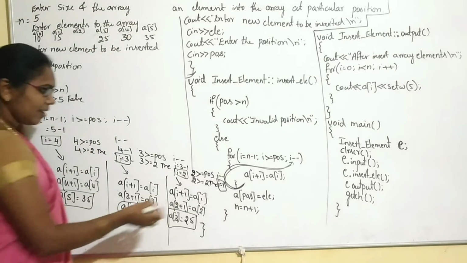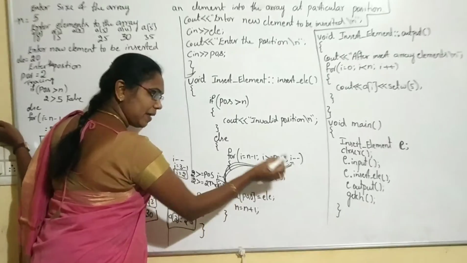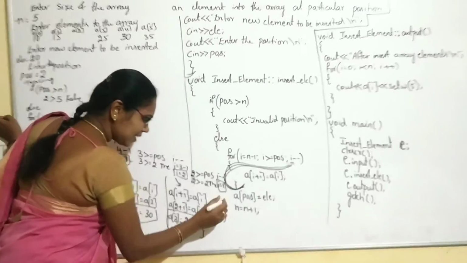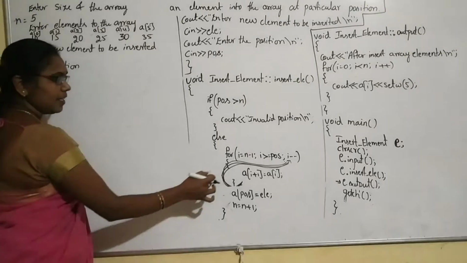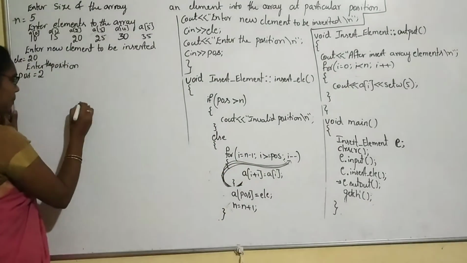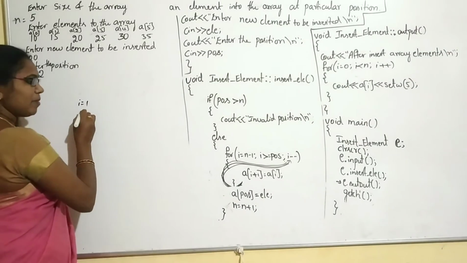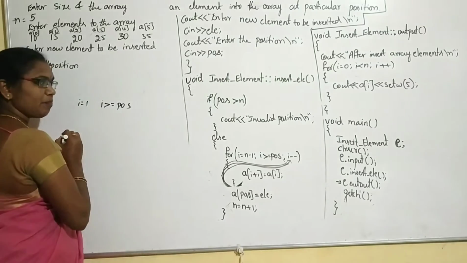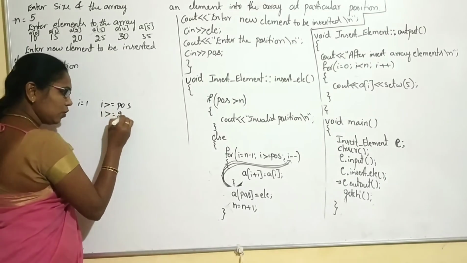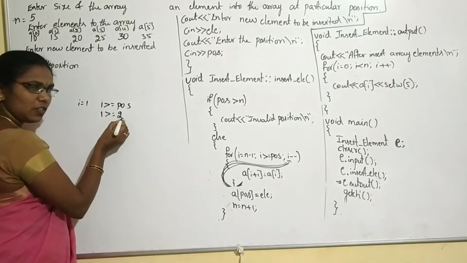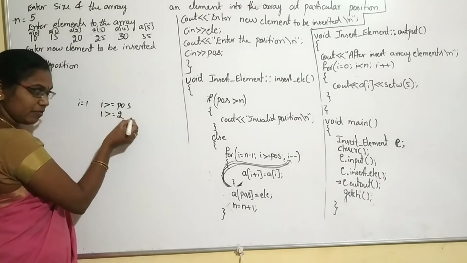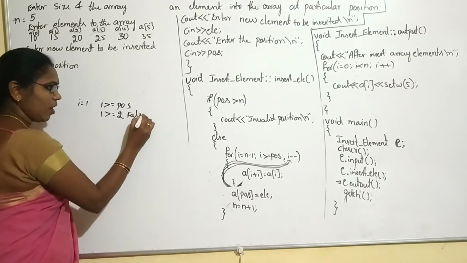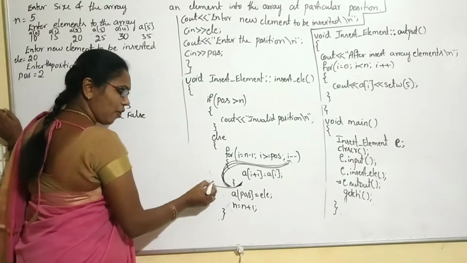Later, again, it will take the decremented value of I. What is the decremented value of I? Here 1, right? By using this 1, it will check the condition I is greater than or equal to position. So, 1 is greater than or equal to 2. So, 1 is greater than 2, condition false. 1 is equal to 2, again condition is false. So, once the condition is false, it will come out of the for loop.